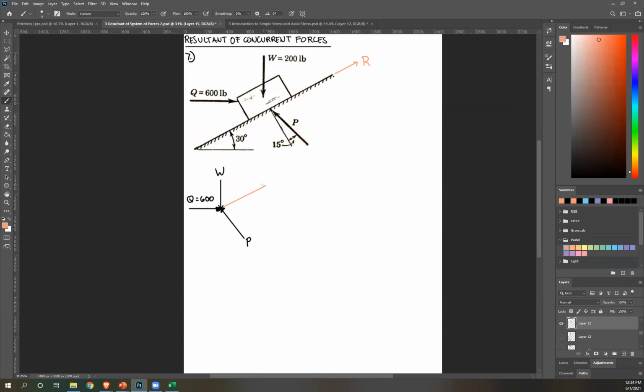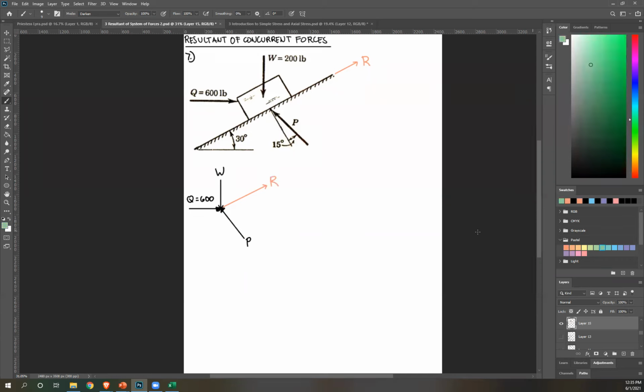Let's follow the slope of your incline. And our goal is to solve for these two. So my first problem is I need to know the angle of P from the horizontal, since what we're given is the angle of P from the perpendicular line to our incline. So that's the first thing to figure out.